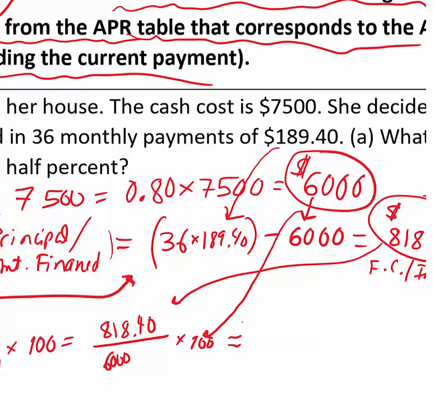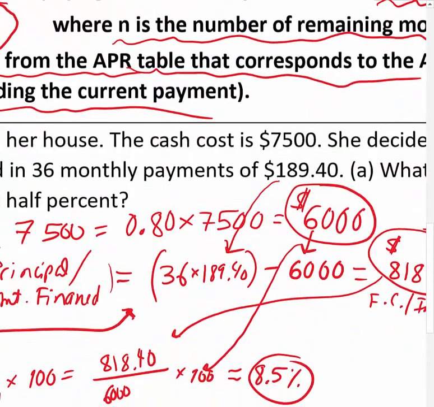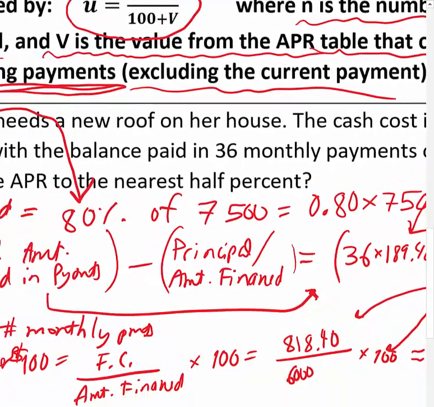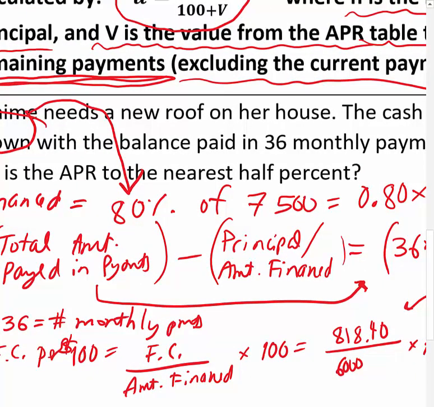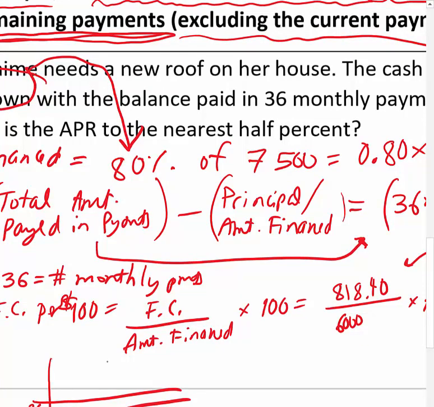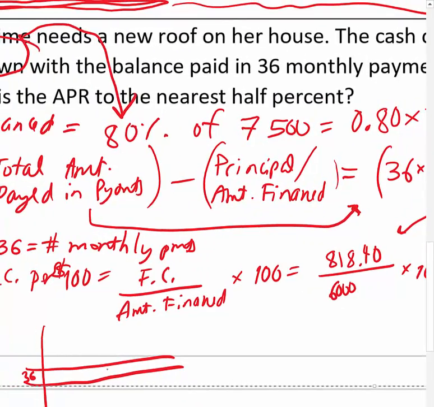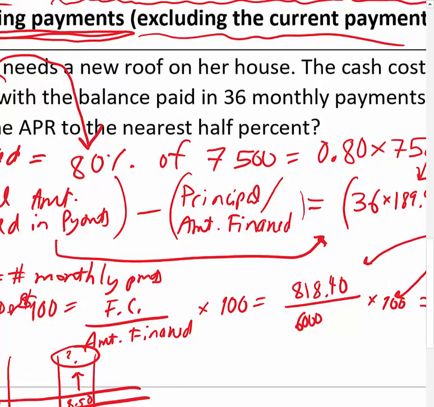Wait a second. 8.5? Is that right? Alright, let's see. 850, I'm sorry. 850. Sorry about that. Okay, so we're going to look that up in the table. So we're going to see where's the row that has 36 monthly payments, and then where do I see the number closest to that, 850? You might not exactly see 850, but just look for the number closest to it. And then we'll line it up and see what APR corresponds to that column.